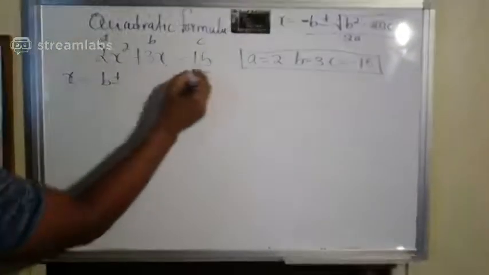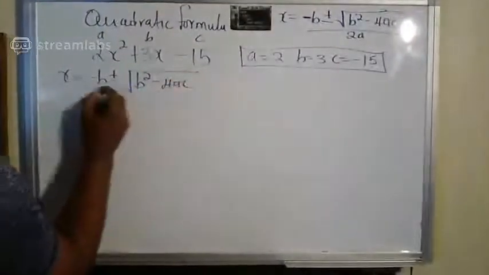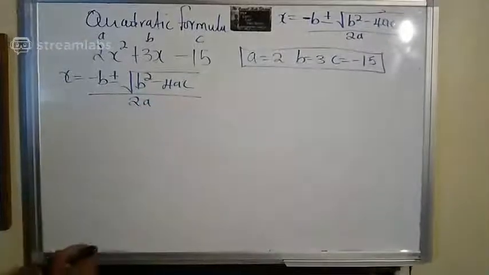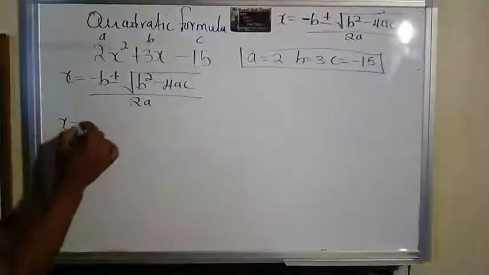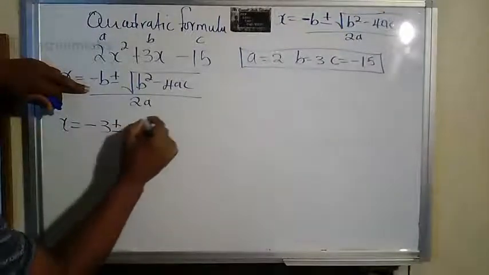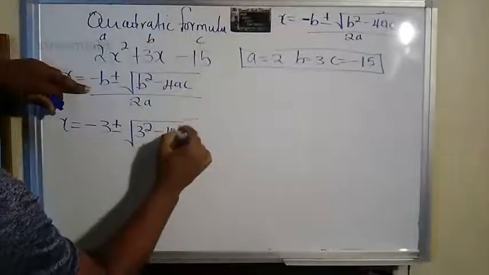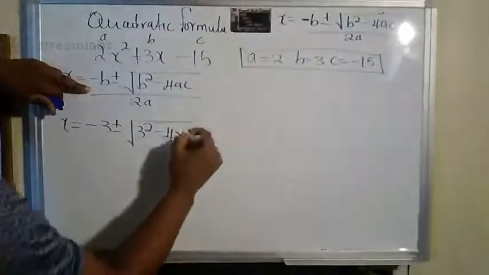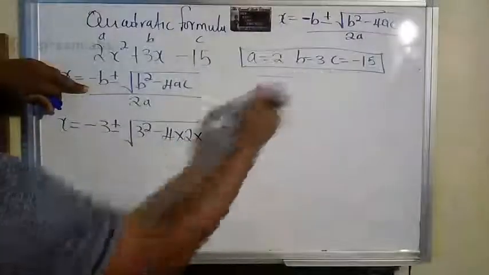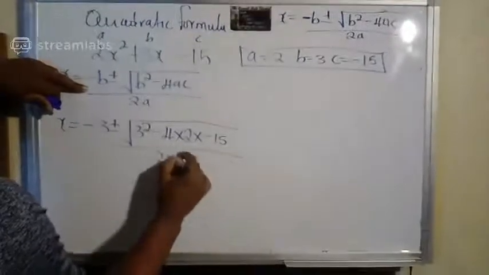Alright, so we're just going to use the formula. So x is equal to minus b plus or minus the square root of b squared minus 4ac, all divided by 2a. And then we can just substitute. So b is 3, so we have negative 3 plus or minus the square root of 3 squared minus 4 times a, a is 2 this time, times c, which is negative 15, and we divide by 2 times 2.